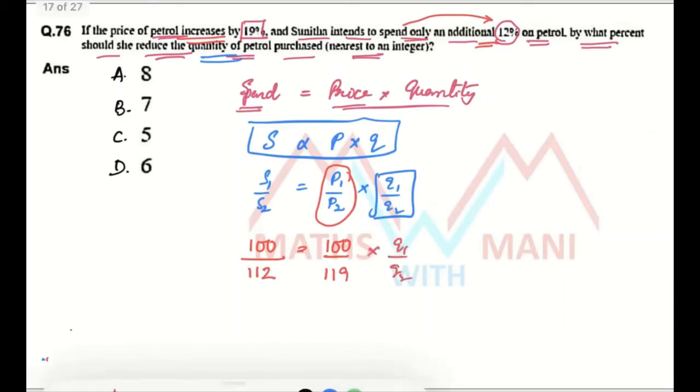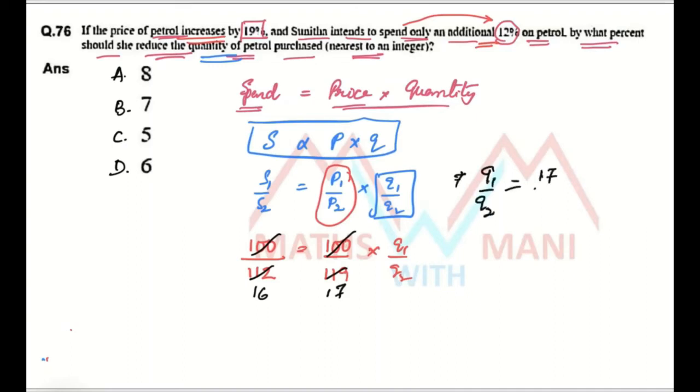So 100 cancels. What about the remaining? 112 by 119 is 16 by 17. Now tell me, what is the value of Q1 by Q2? 17 by 16. Yes. So now observe here. Initially 17 parts were taken, but now only 16 parts. How much did it decrease? One part decreased.